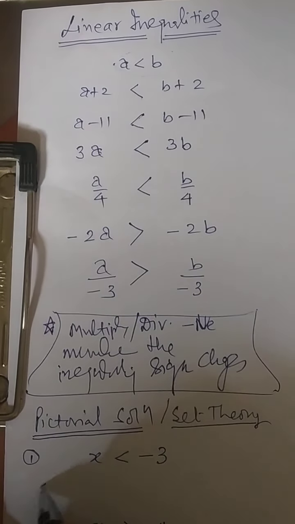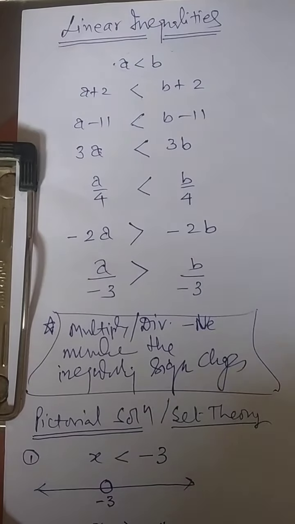x is less than minus 3. This is a number line. This circle is, for the time being, minus 3. So what numbers will satisfy this condition? Will this number satisfy? No. Here 0 will be there. So all these numbers will be satisfying, till what? Less than minus 3. So this can also be written as x belongs to minus infinity to minus 3.